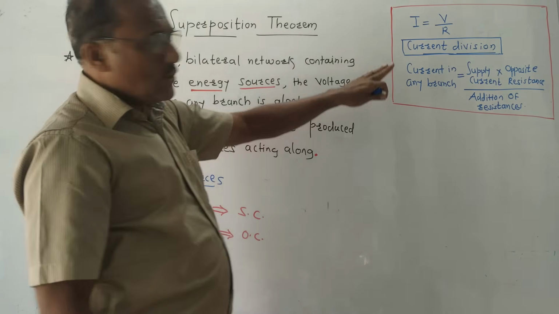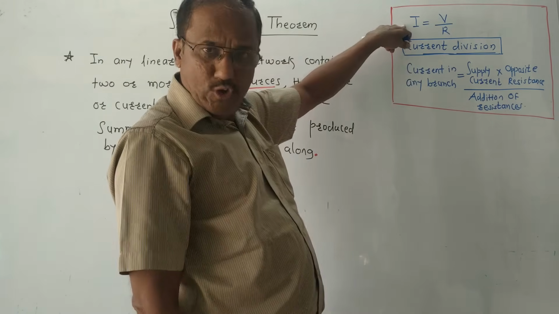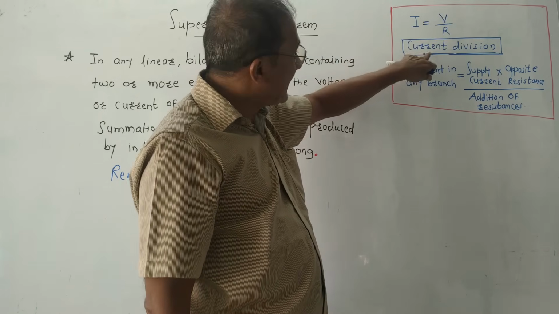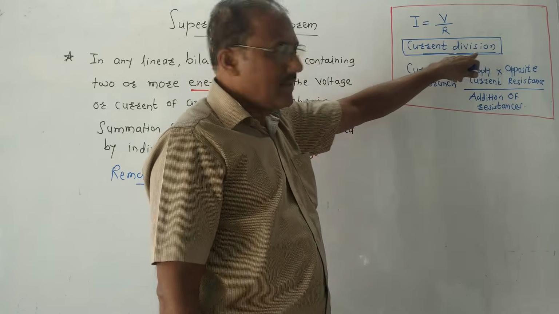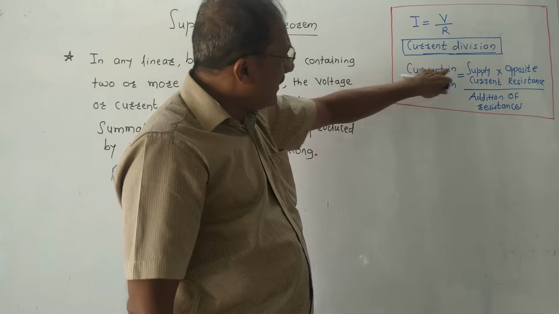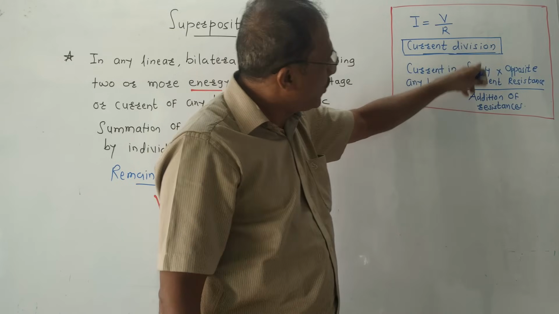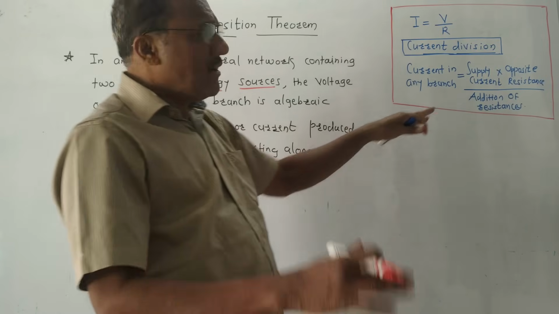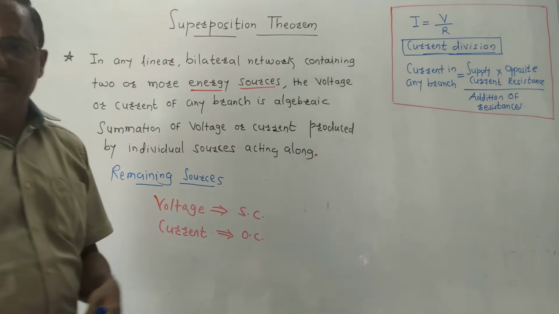We need two important formulae to solve the numericals. One is the well-known Ohm's law, current I is equal to voltage upon resistance, and second we need to make use of the current division formula. It's very simple. Current in any branch is equal to the supply current, that is the main current, into the opposite resistance divided by the addition of resistances. We'll solve the numericals, then this concept will be more clear to you.